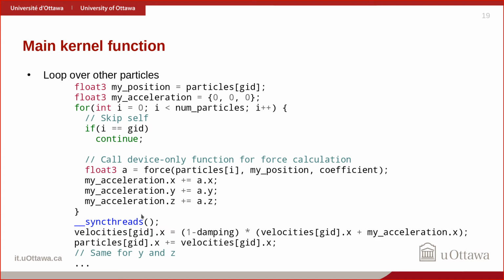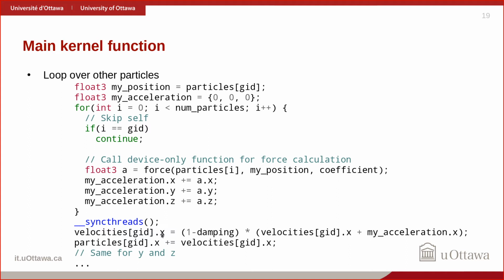Then I sync the threads, so I make sure that the acceleration has been calculated for all the particles. So sync threads will wait until all the threads on the GPU have reached the same line in the code. And that's necessary because now I'm going to update the positions of the particle. And I don't want to update the positions of the particle while I'm still using that to calculate acceleration. So we need to make sure everything is synced. The acceleration has been calculated for each particle. And then we can use that to calculate where the particle should go.